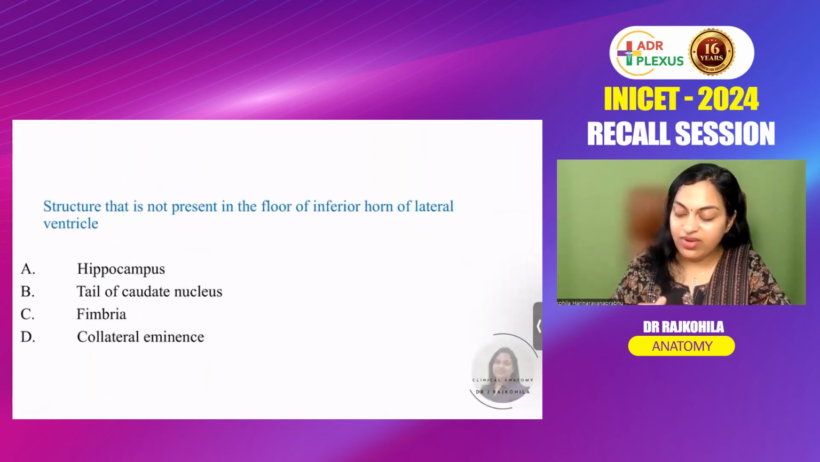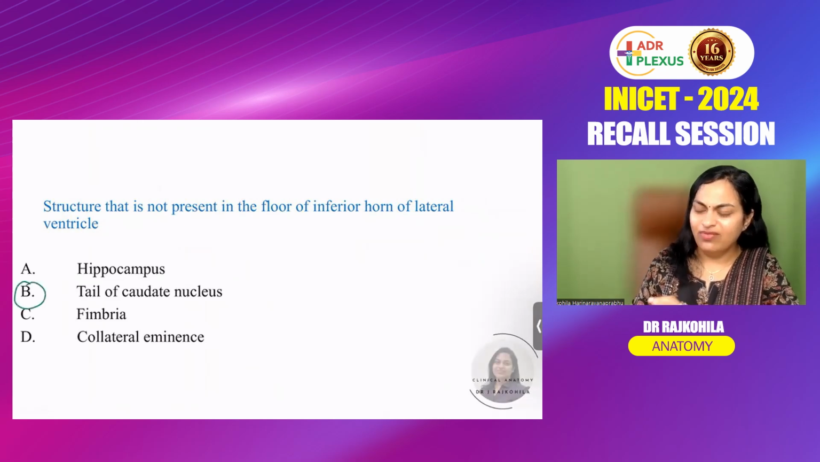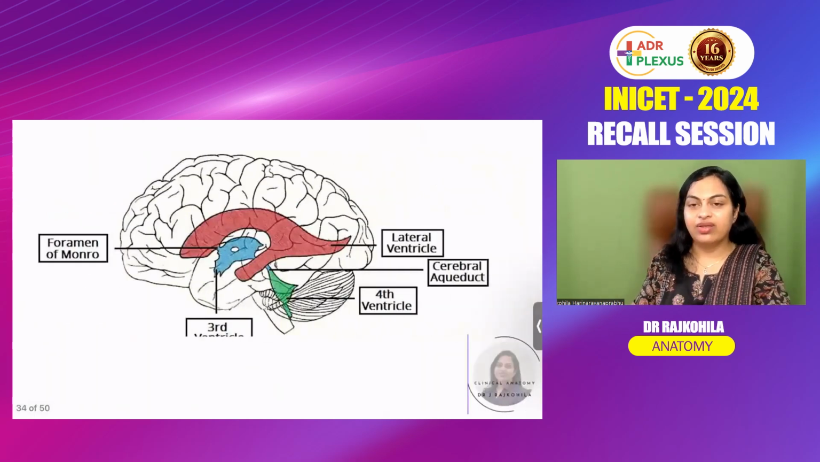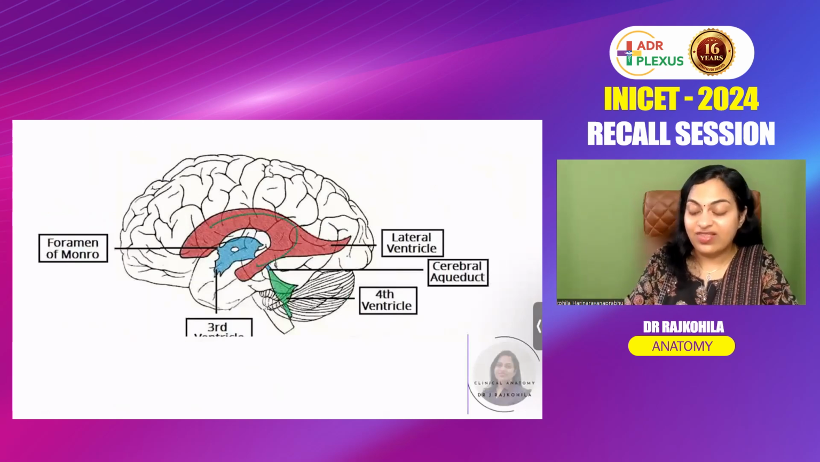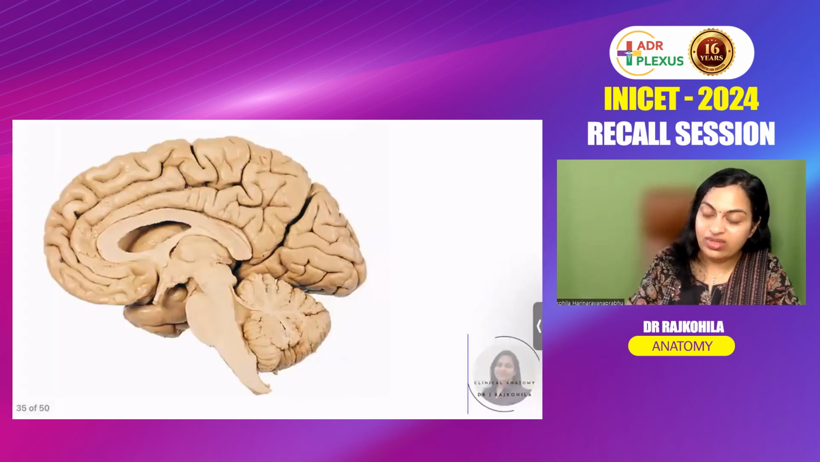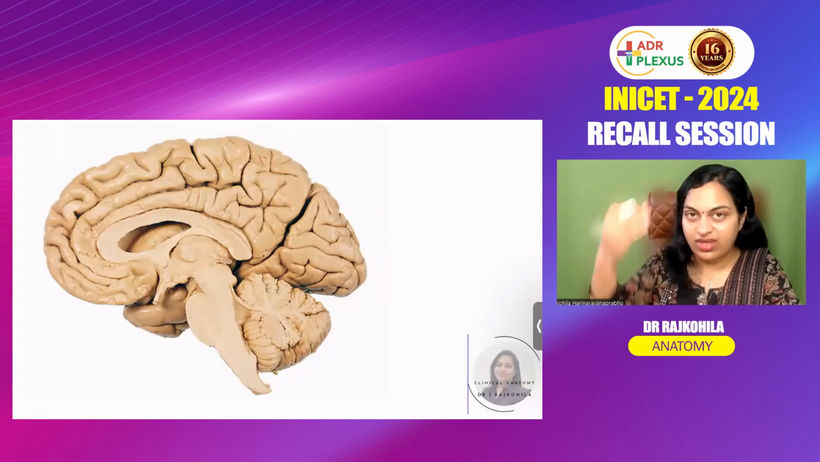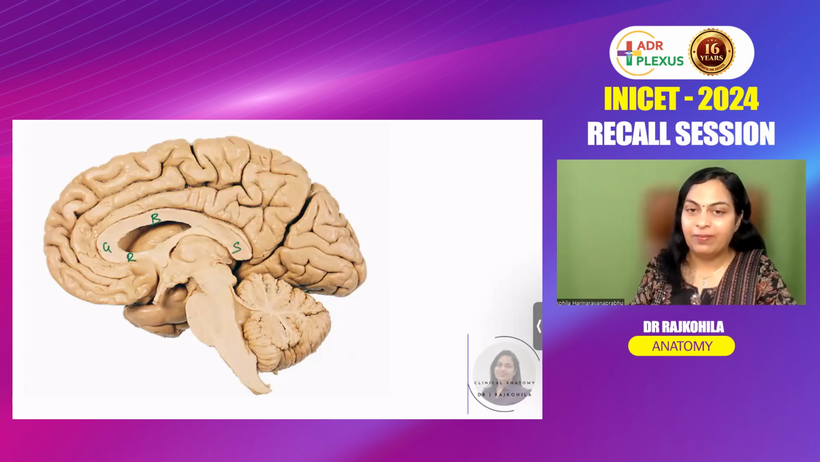A structure that's not present in the floor of the inferior horn of the lateral ventricle. Okay, a few details about the lateral ventricle. You know, the lateral ventricle is a C-shaped cavity, with an extension into the frontal lobe as the anterior horn, into the occipital lobe as the posterior horn, and into the temporal lobe as the inferior horn. Right. Okay, so this is the medial surface of the brain. This is the corpus callosum: the rostrum, the genu, the body or the trunk, and the splenium.